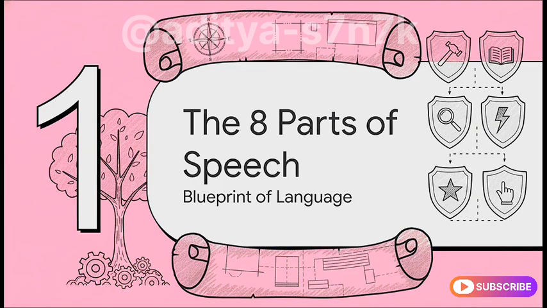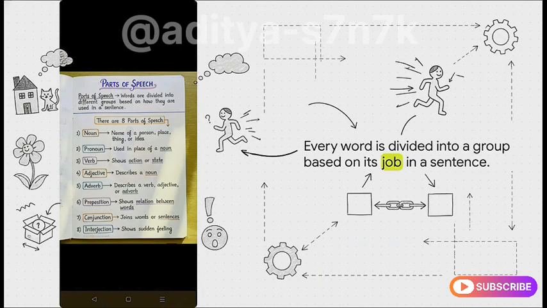And you know what? The core idea here is actually super simple. Every single word has a job. That's it. A part of speech is really just a fancy name for that word's job description. You can think of them like 8 different families, and each family has a specific role to play in the neighborhood of a sentence. So this right here, this is our roadmap for today.